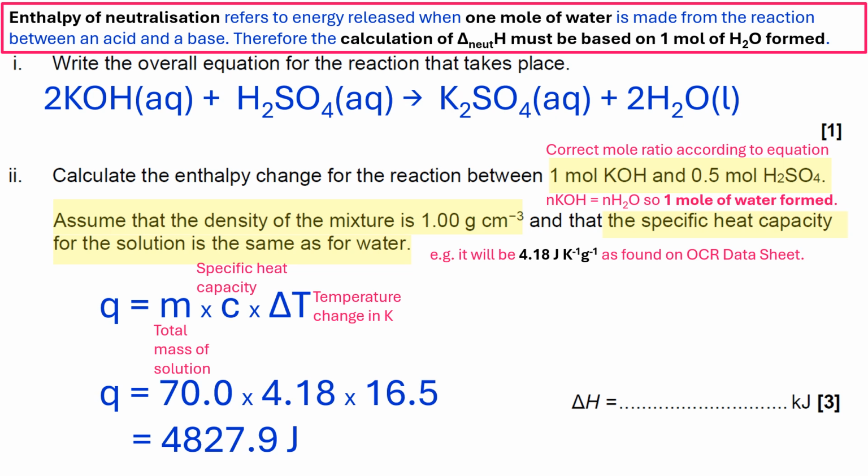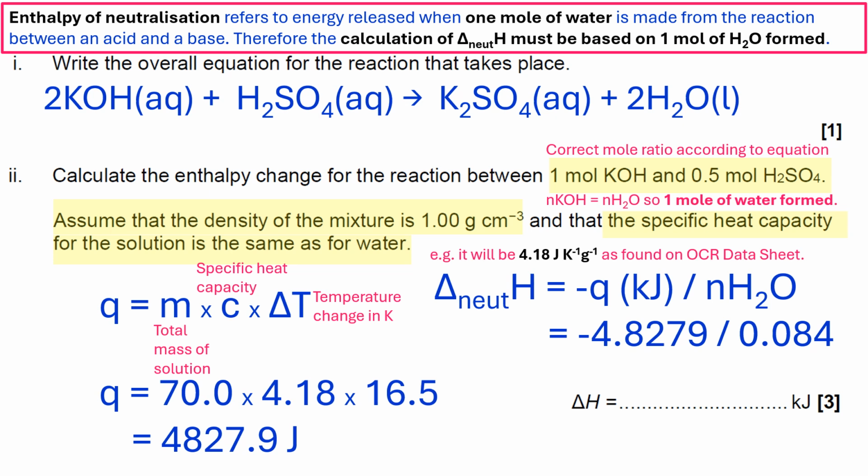So 2 lots of 35 give you 70, multiply that by 4.18, and then multiply that by 16.5, giving you 4827.9 joules. So delta newt H will be minus Q, because it's an exothermic reaction. We know this because it said that the temperature increased. So minus Q in kilojoules over the number of moles of H2O. That's minus 4.8279 instead of 4827.9, divided by 0.084, which we worked out earlier on. That gives us minus 57.5 kilojoules per mole.